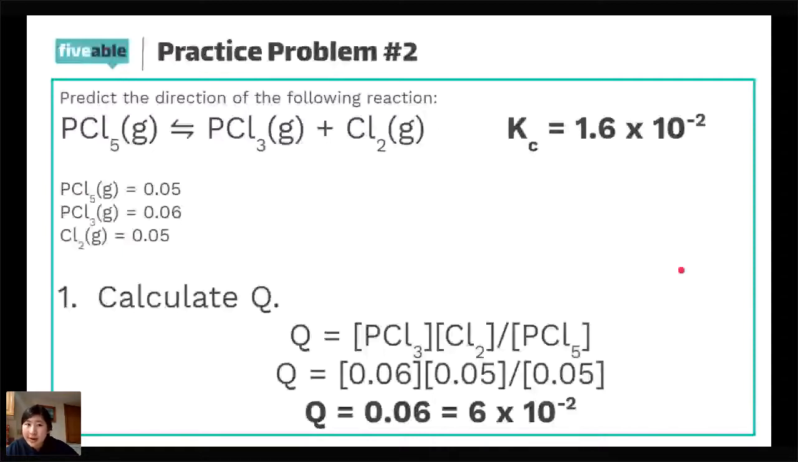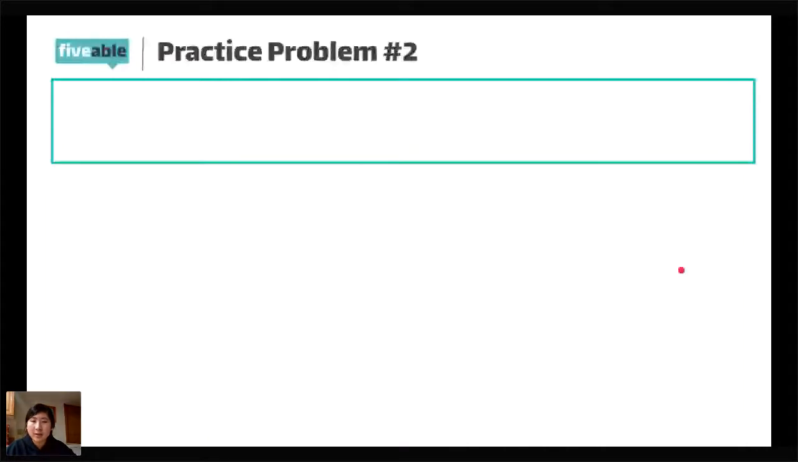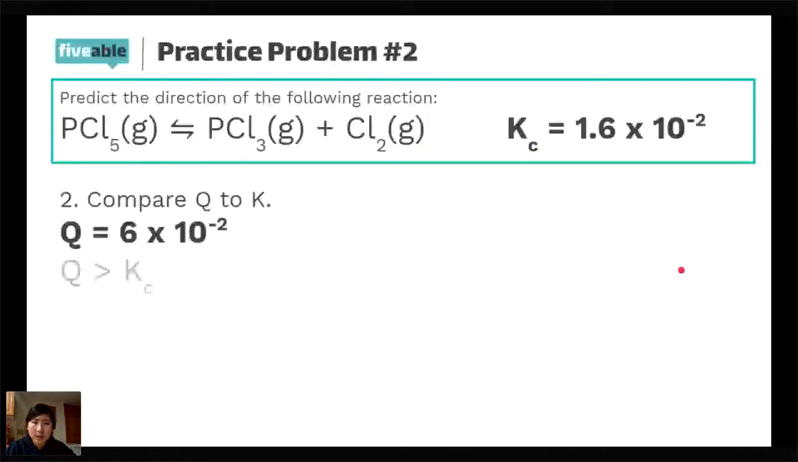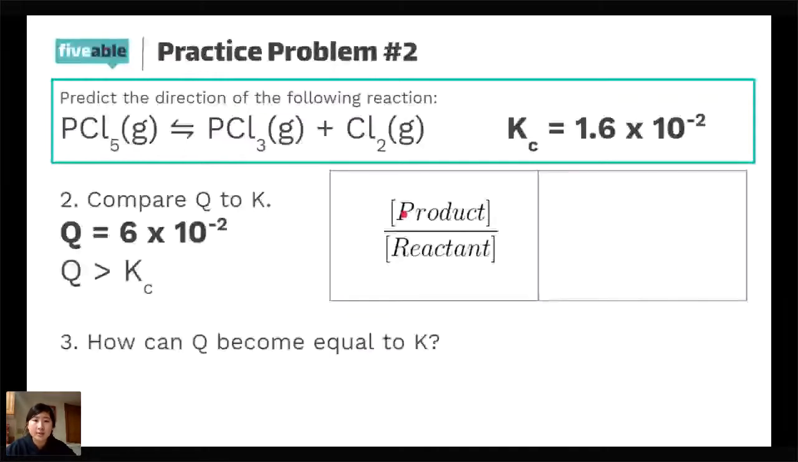So left, okay. And why do you think left? I'm going to keep moving so that you guys can kind of see. It's because of the nature of the Q equation, right? So what does the Q equation tell us? If you remember, it's basically the products over the reactants. This is a division problem, right?